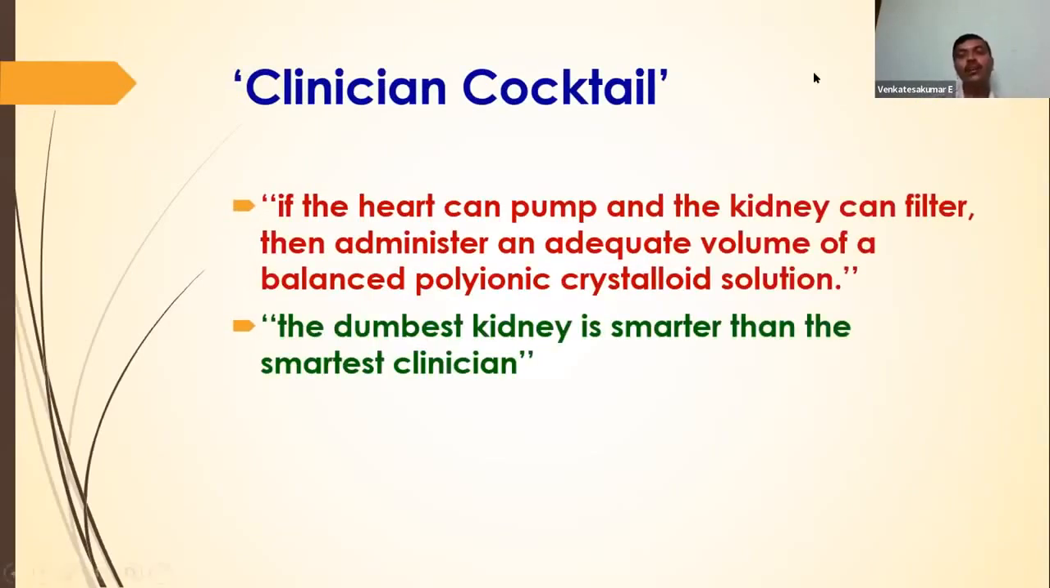Here, if the heart is having proper function and the kidney is having a proper filtration mechanism, you can administer any balanced polyionic crystalloid solution very confidently, nothing will happen. And one more quote is, the dumbest kidney is smarter than the smartest clinician. We may think that we are the smartest clinician, but the kidney is going to manage all the things, whatever you are giving.